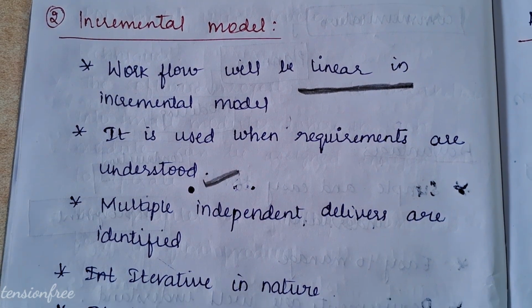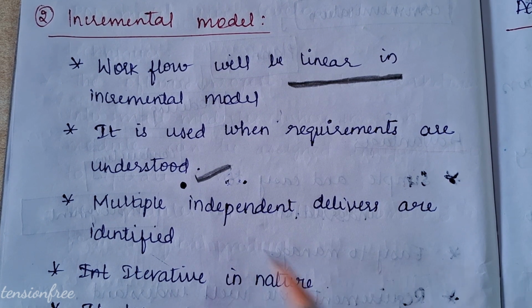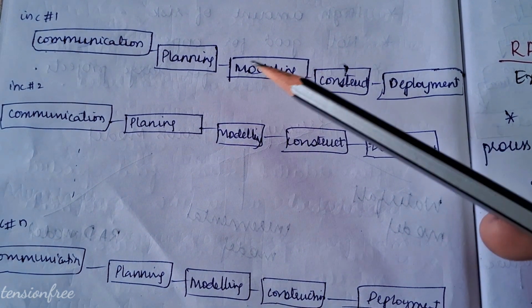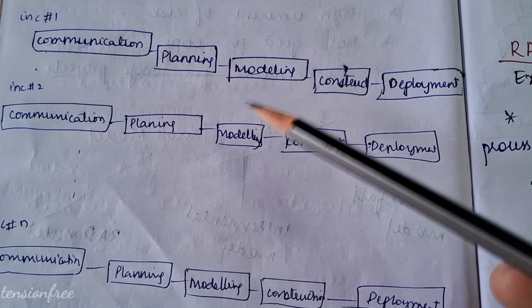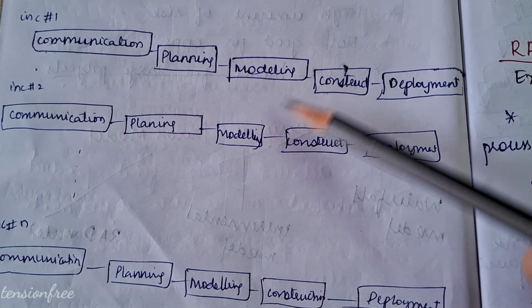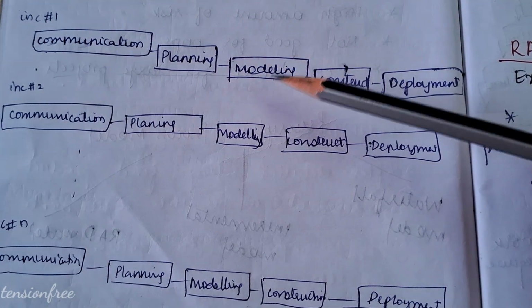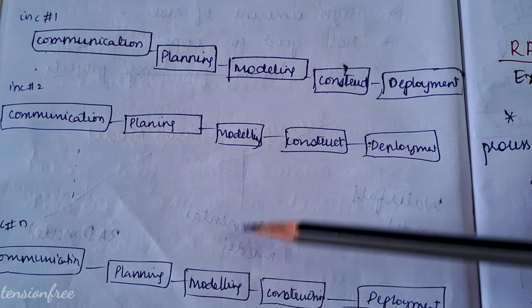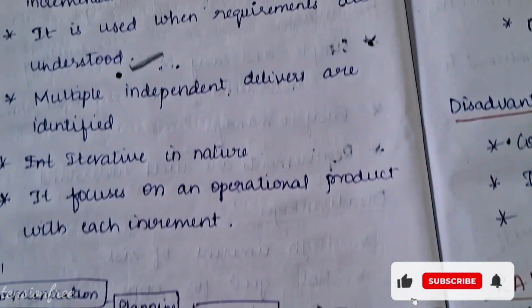Multiple independent deliveries are identified. Look at this diagram. The process is in a linear way, and there are multiple deliveries, that is, multiple linear ways in which we are discussing the construction or development of the software. So multiple independent deliveries are identified.